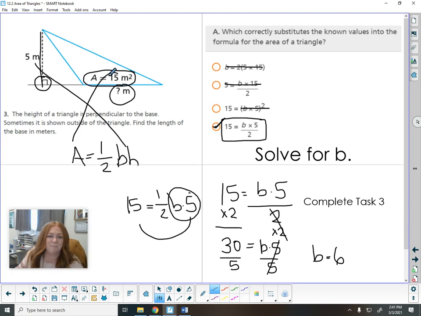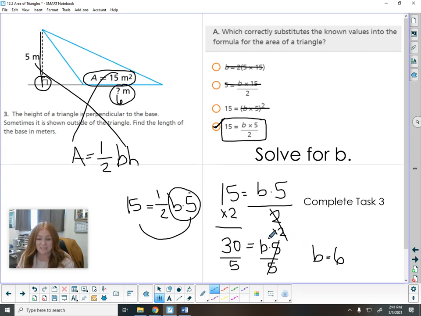Let's plug it back in. 6 times 5 is 30. Cut it in half is 15. So when it gives you the area, you've got to times by 2, since we cut it in half. We're working backwards, and then do the opposite.